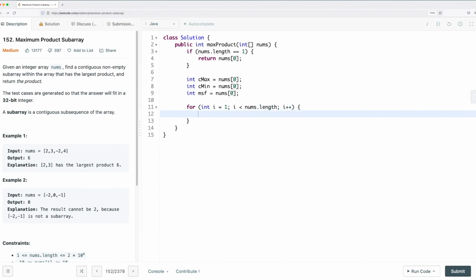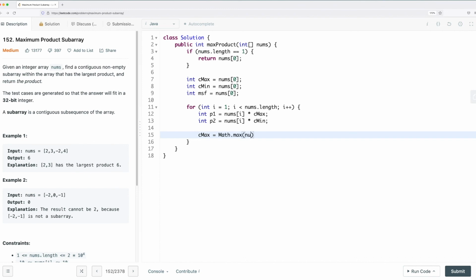I'm going to calculate the two products. The first product will be the current number multiplied by the max product subarray at the previous index. The second product, P2, will be the current number times the minimum product subarray at the previous index. Now the max product subarray at this index will be the maximum between the current number and the larger of the two products, and the minimum product subarray at this index will be the minimum between the current number and the smaller of the two products.